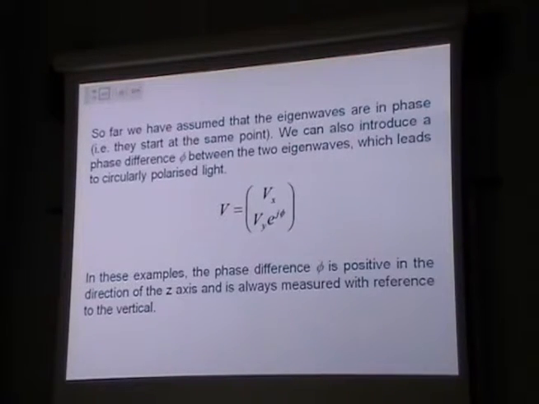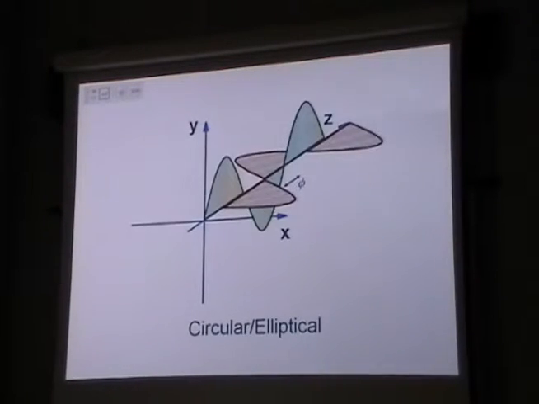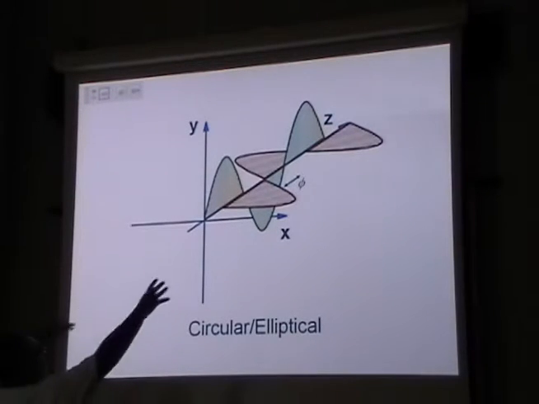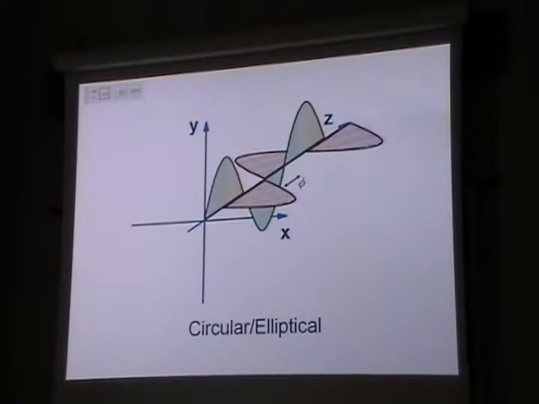And these are called the elliptical or circular polarized states. And these are the ones that are really hard to draw and get your head around, I'm afraid. But here's a good example. Here's a circular elliptical state. I now have a phase lag of phi between the two eigenstates.